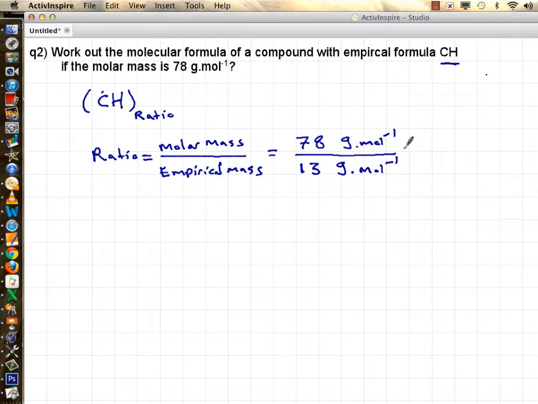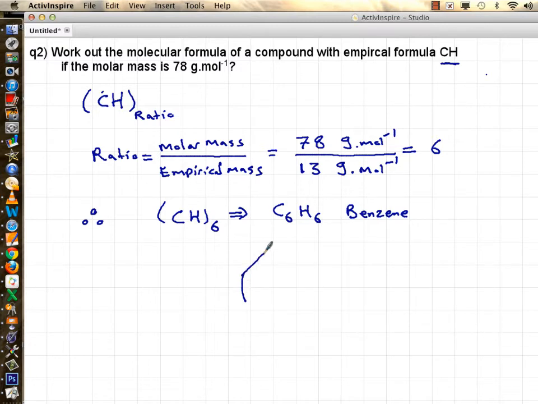When you do this, the ratio becomes 6. 6 times 13 is 78. Therefore, your molecular formula is CH multiplied by 6 as their subscripts, C6H6, which later on you will find out is benzene. The structure usually looks like this.